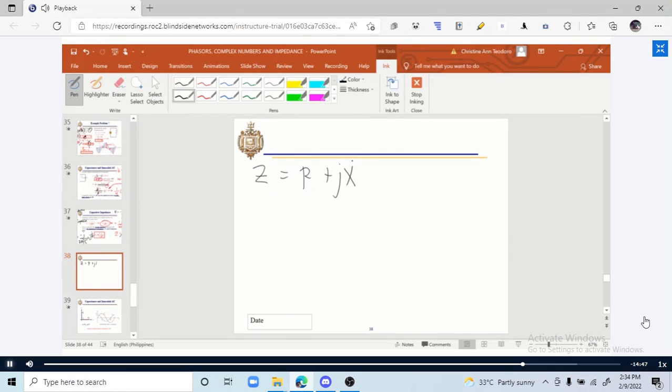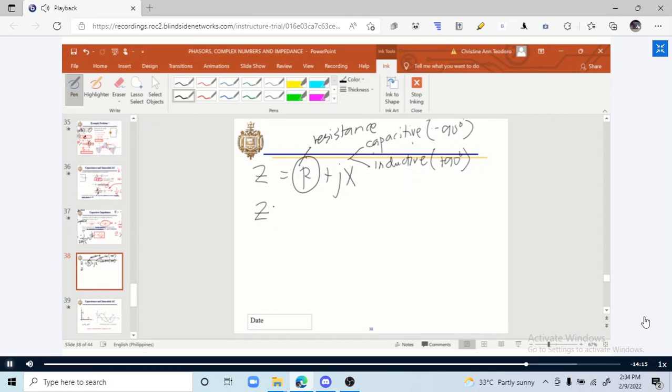Okay. So we have Z, right? And Z is composed of R plus jX. And our X can be of two kinds. It can be capacitive. It can be inductive. When we are pertaining to inductive, this is positive 90 degrees. And when we are pertaining to capacitive, this is negative 90 degrees.